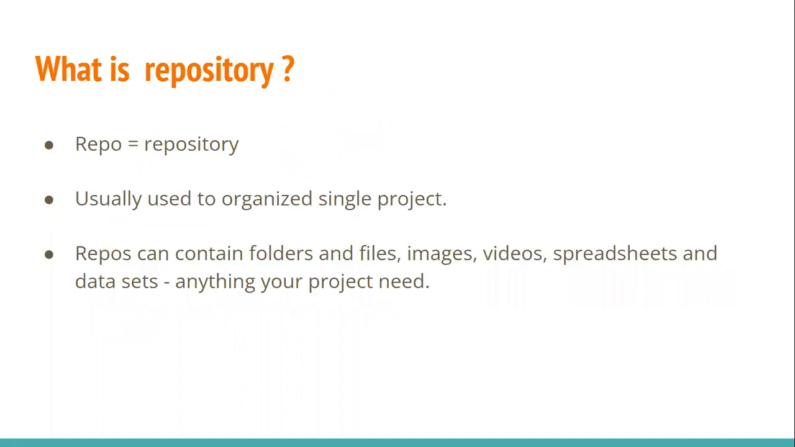So first let's understand what a repository is. Repo means repository; we just call it repo in GitHub terms. It is usually used to organize a single project. We save a single project in one repo, so for multiple projects we use multiple repositories. A particular dedicated repo has the dedicated code only, which is managed by the particular project engineers or project employees.